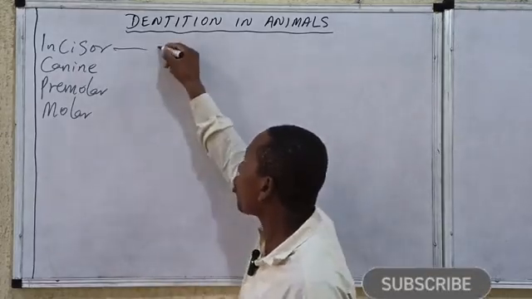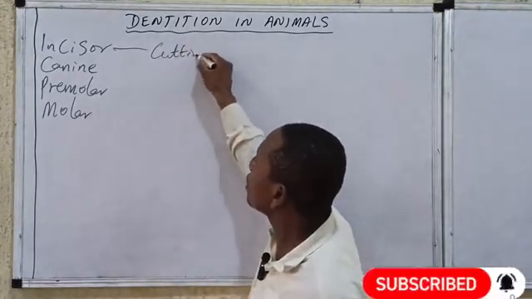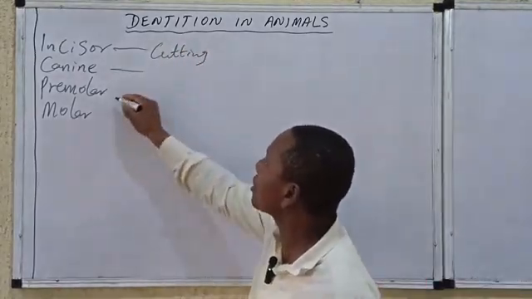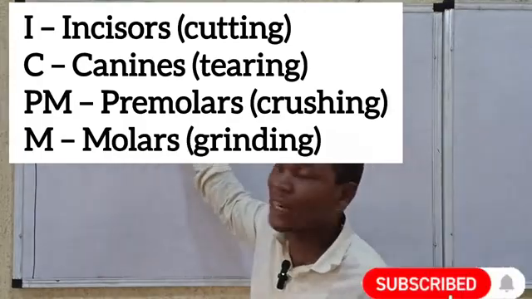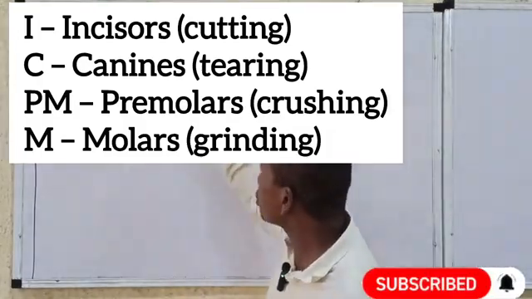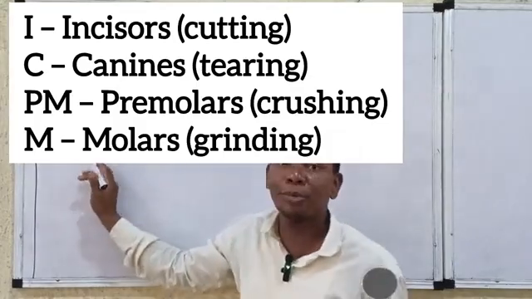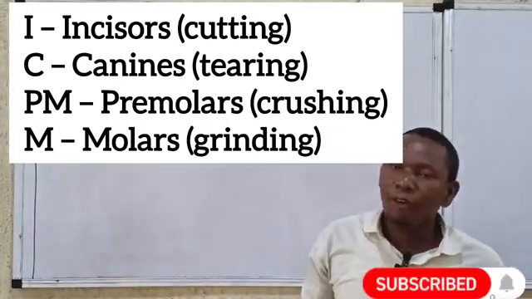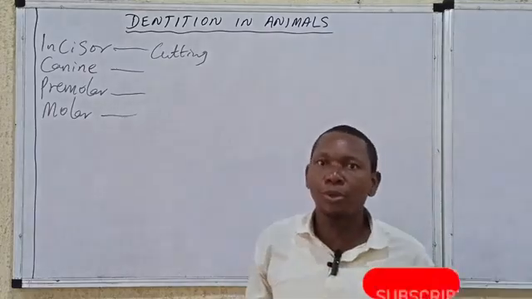The incisor is used for cutting. The canine is used for tearing. The premolar is used for crushing and grinding, and the molar is used for grinding. But their function is very simple. All right, take note.